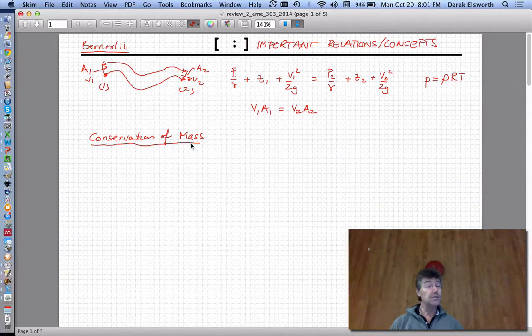3 questions. It covers Bernoulli, conservation of mass, conservation of momentum, linear and rotational. There is a Bernoulli question on its own, something related to stuff you've seen. There are 2 other questions which are a mix of conservation of mass and mainly conservation of momentum. And so we'll talk about those concepts today.